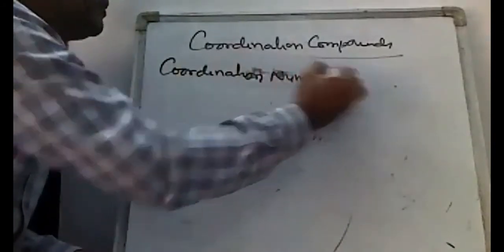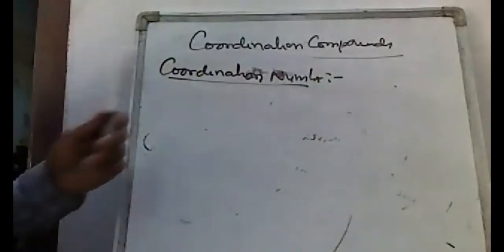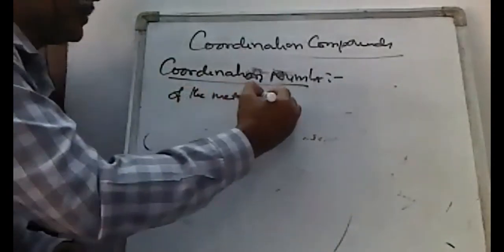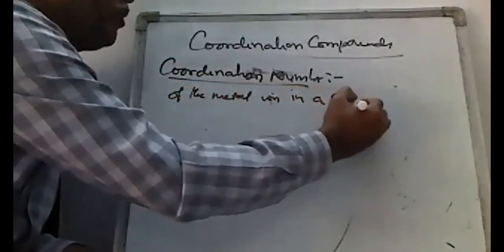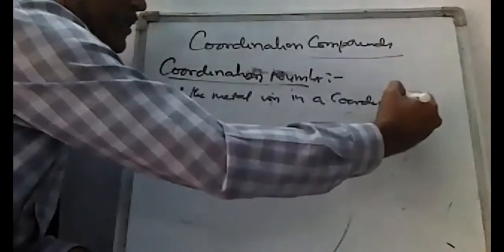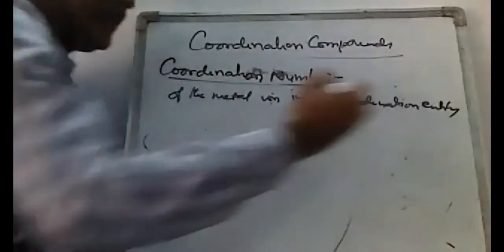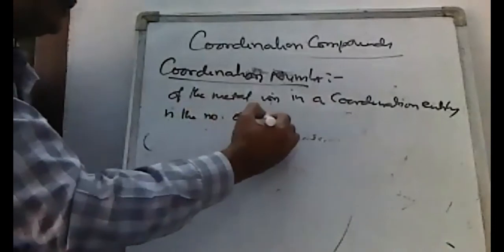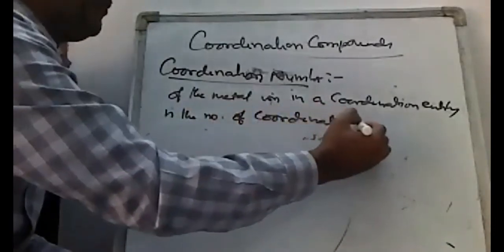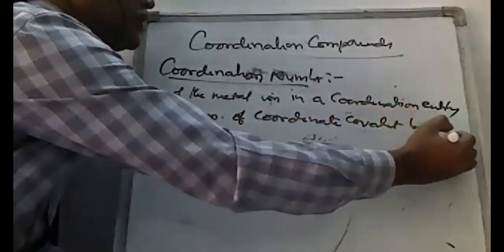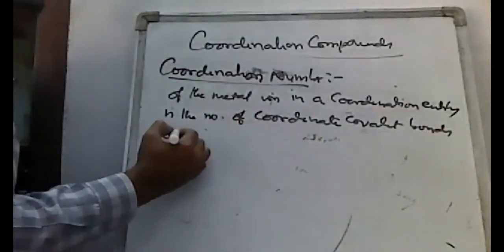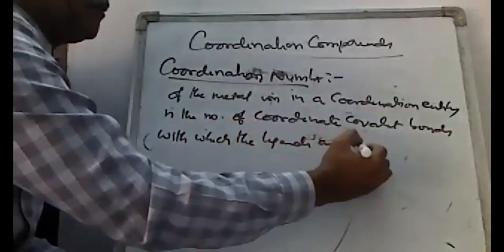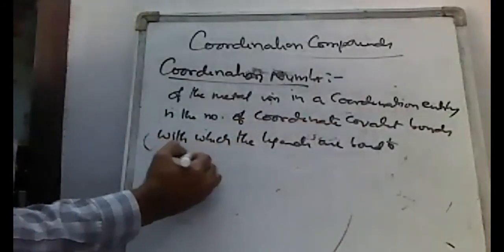What is the coordination number of the metal ion in a coordination entity? The coordination number is the number of coordinate covalent bonds with which the ligands are bound to the central ion.